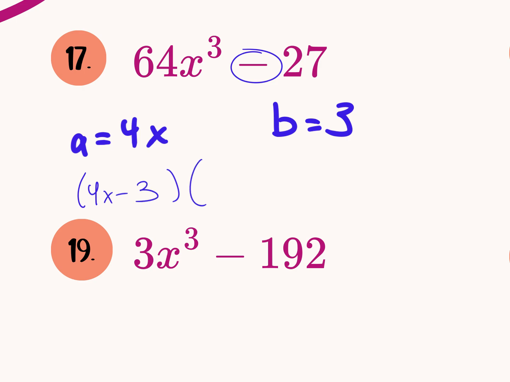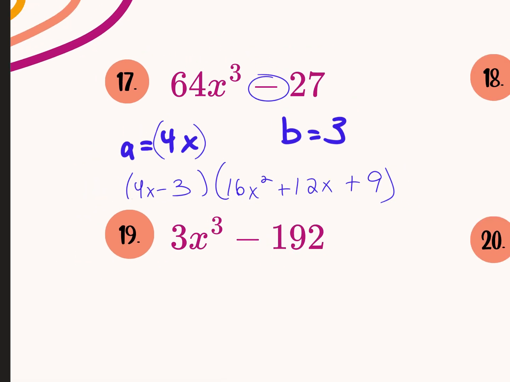Now I have to square the A term. If I take this A term and square it, what does that become? 16x squared. Good. Now I'm just going to take my A and my B and multiply them together. So what's 4x times 3? Plus 12x. Why'd you put a plus there? Because it's the opposite. Good. And then we have to square the last term. What is 3 times 3? 9. Perfect. Good job.